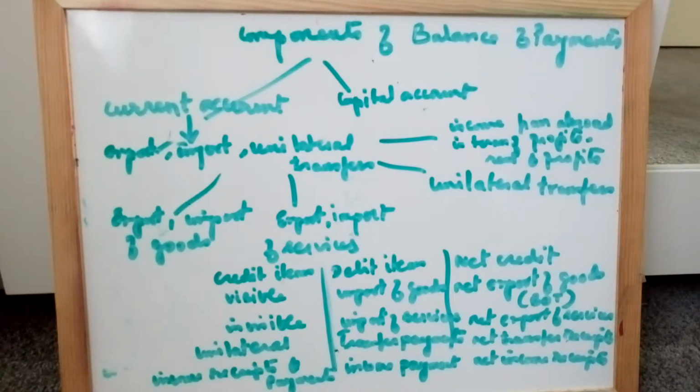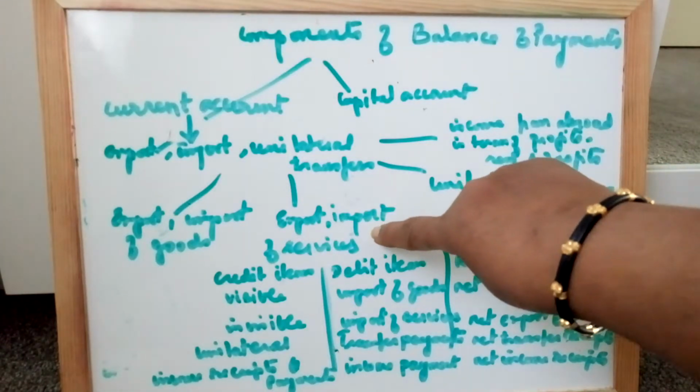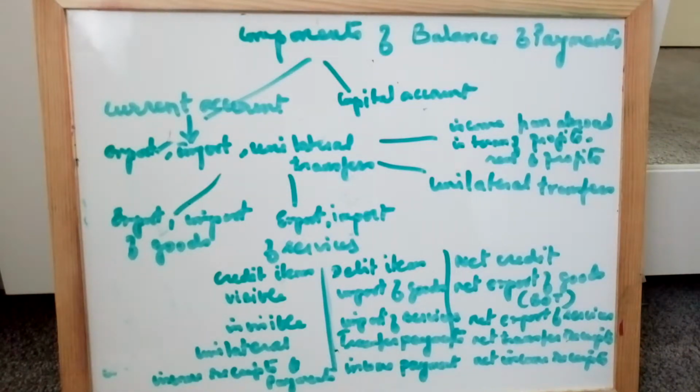The next component is export and import of services. It includes a large variety of non-factor services sold and purchased by the residents of a country to and from the rest of the world. So payments are received or made to the other countries for use of these services. Generally, the services are of three kinds: shipping, banking and insurance. So payment for these services are recorded on the negative side and receipts on the positive side.